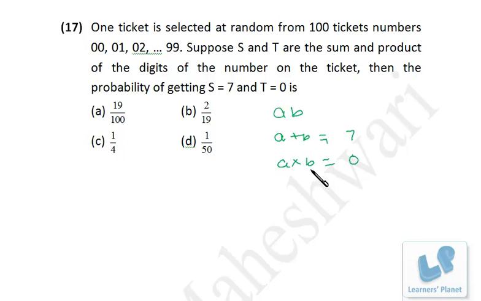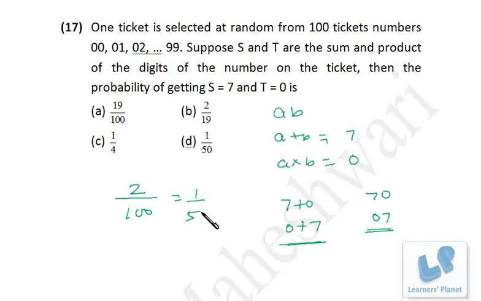That means one of the numbers, either A or B, should be 0, then only the product will be 0, right? And if you wish to make the sum 7 and the product 0, keeping in mind that exactly one number is 0, we have just two possibilities, that is 7 plus 0 and 0 plus 7. That means the number should be either 70 or 07, right? So we have 100 numbers. Out of 100, 2 are the favorable choices, that is 70 and 07. So 2 out of 100, so 1 out of 50.